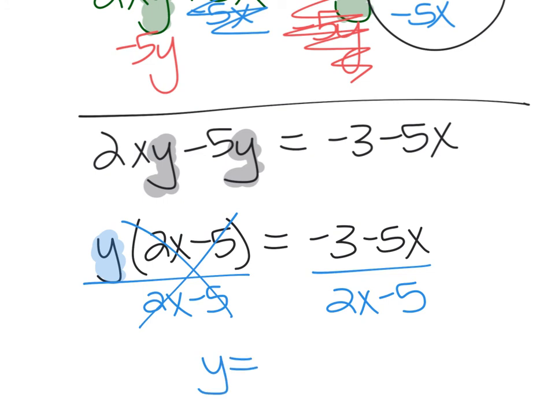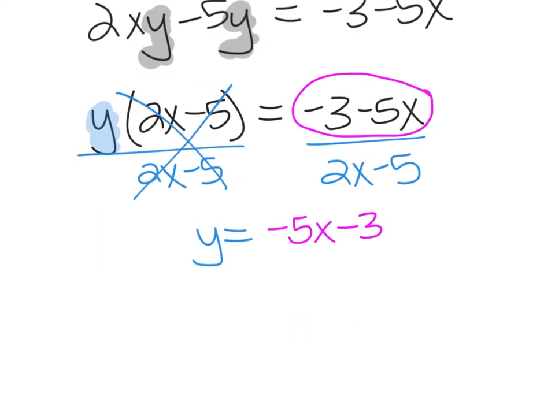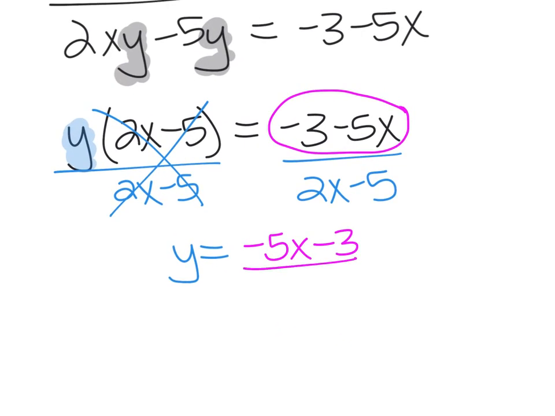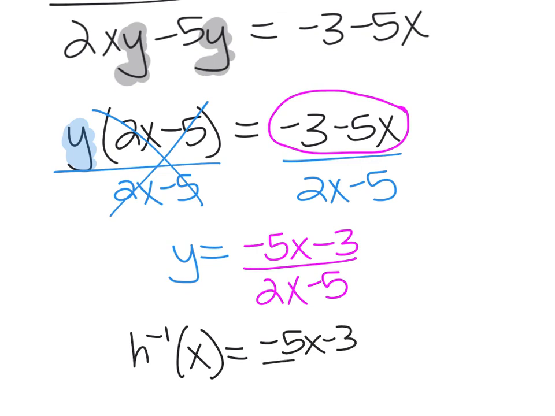Now I'm going to go ahead in the numerator here and write this in standard form. So I'm going to write it as negative 5x and then a negative 3. Either way is correct, but you'll see standard form in the answer key. And then 2x minus 5 is the denominator. And now that I have that, this is my inverse. So the inverse function of h should be negative 5x minus 3 over 2x minus 5.